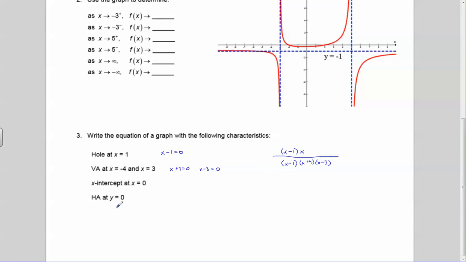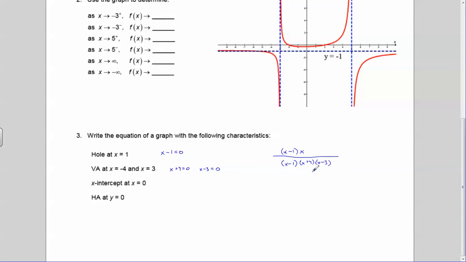So our horizontal asymptotes can be found by comparing the highest degree in the numerator and the highest degree in the denominator. Let's look at what we have so far in our equation. In the numerator, if we were to distribute this x, we would have x times x, meaning that the degree of the numerator, the highest degree, would be a 2. In the denominator, the highest degree is going to be a 3.